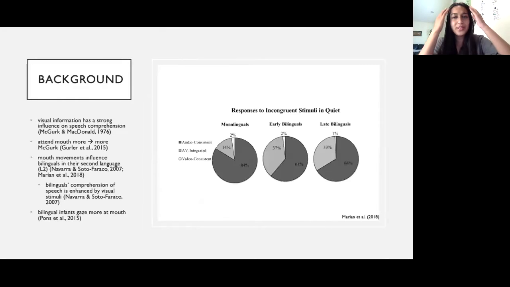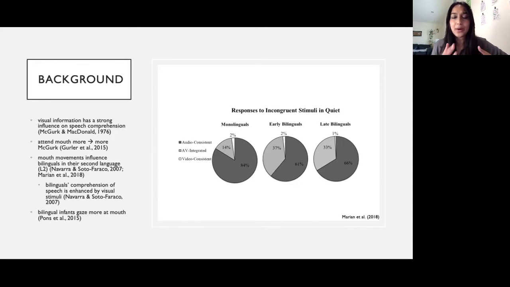So when we think of the influence of visual information, I'm sure many of us are thinking of something like the McGurk effect, which I think we all know and have experienced. It's fairly strong. It really emphasizes how visual information can completely alter the auditory signal that we're receiving. It's also been found that individuals who attend to the mouth more actually experience the McGurk effect more.